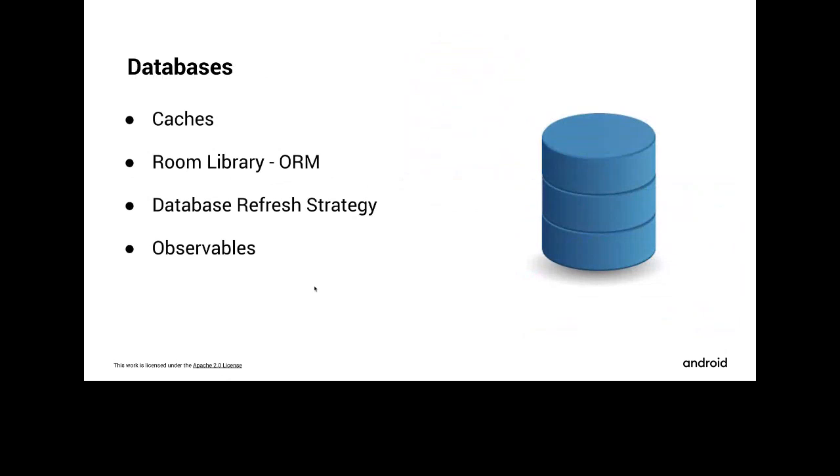So databases. I think I've covered a lot of this stuff, but just to go over really quickly. The database is essentially cache. The Room library is just the default ORM, object relational model is what ORM stands for. And basically, it allows you to take a database and get it to spit out plain objects.